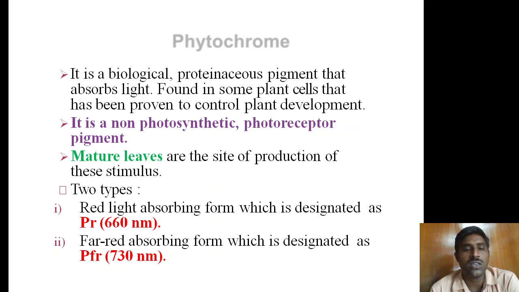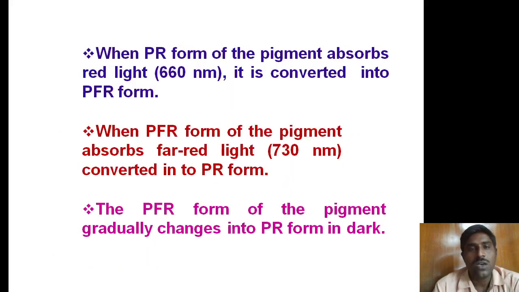Next, there are two types of phytochrome pigments. One absorbs red light and the other absorbs far-red light. Red light is generally 660 nanometers, and the form is called PR, and far-red light is generally 730 nanometers. When the PR form of the pigment absorbs red light, it is converted into the PFR form. That means interconversion is observed between the PR and PFR forms. That means in the light, what happens?